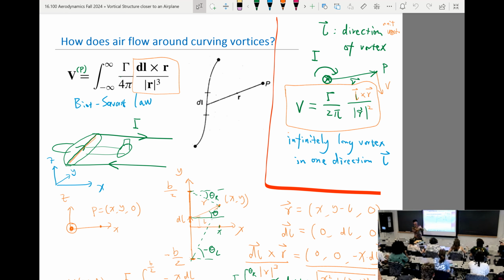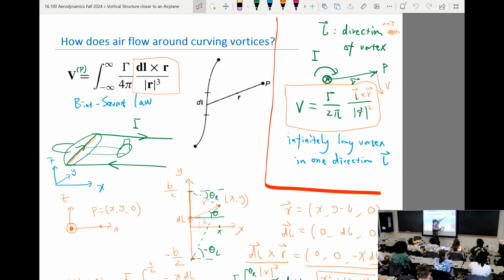How does the velocity field around this infinitely long vortex go? Yes, it is times 1 over the magnitude of r, exactly. The strength of velocity decays like 1 over distance.